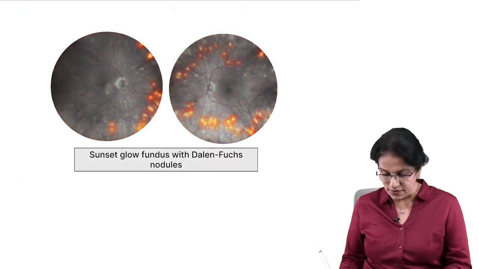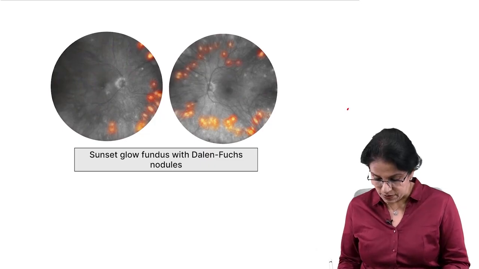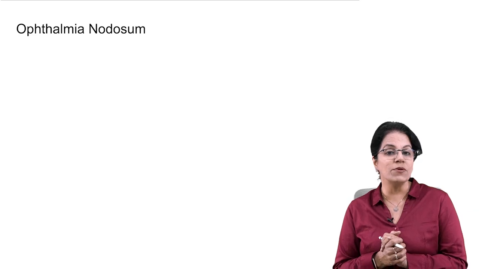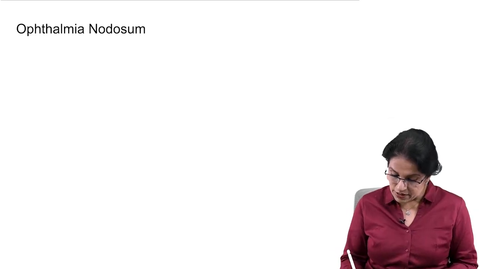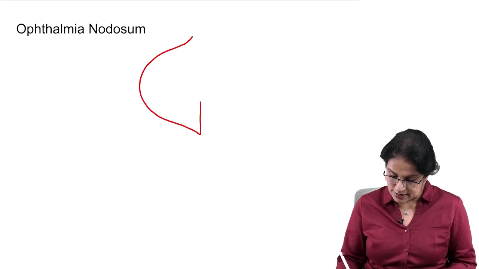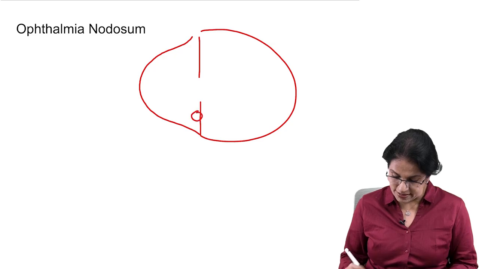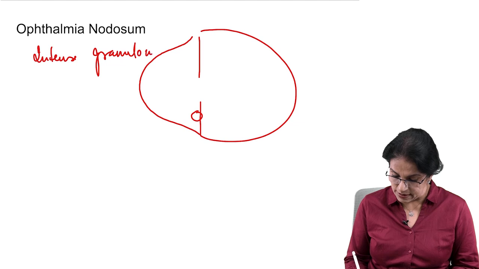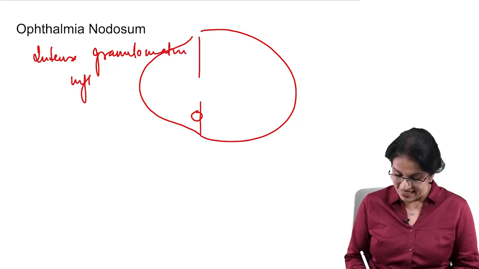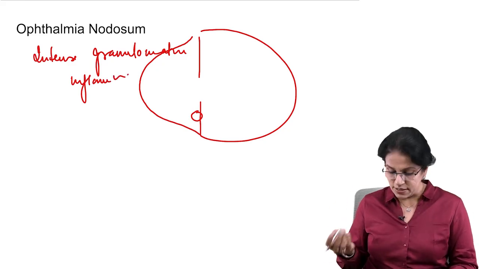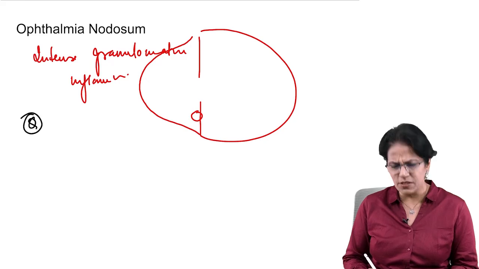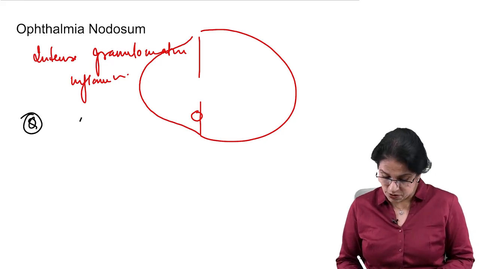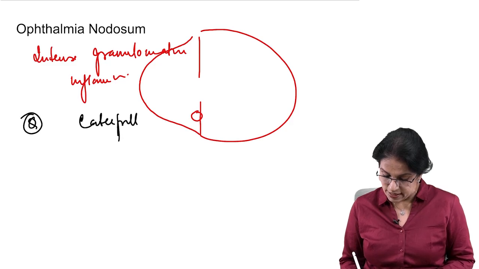See, have a look. These are the Dalen Fuchs nodules that we were talking about. One more small thing here. What is ophthalmia nodosum? It means a very intense granulomatous inflammation with a big nodule on the iris. Why is it happening? This term is related to which condition? This is what they ask you in the exam. This was only one question in so many years. It is due to caterpillar hair in the eye. Just let's know this, caterpillar hair in eye.